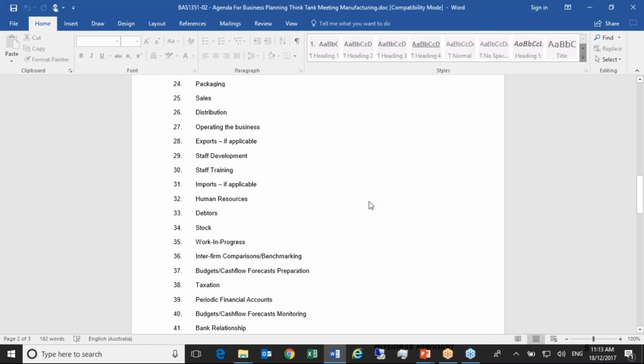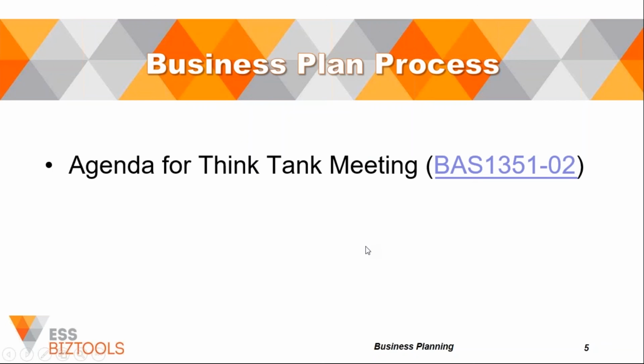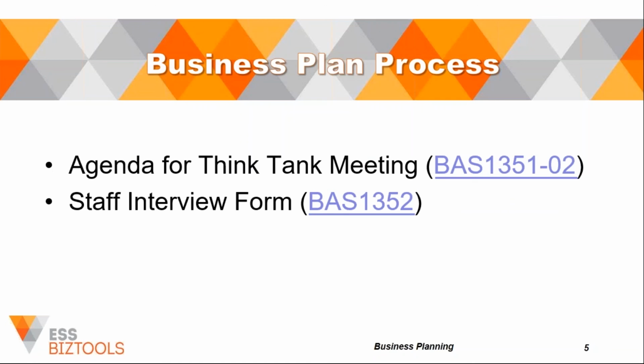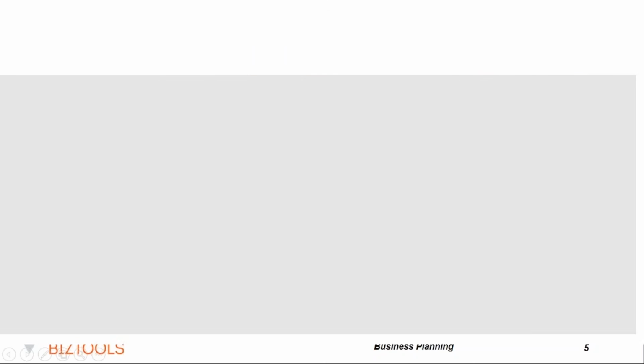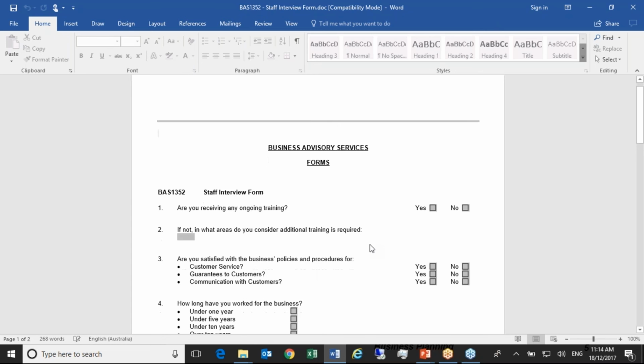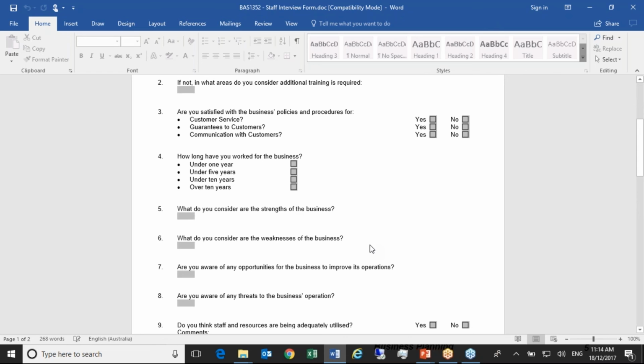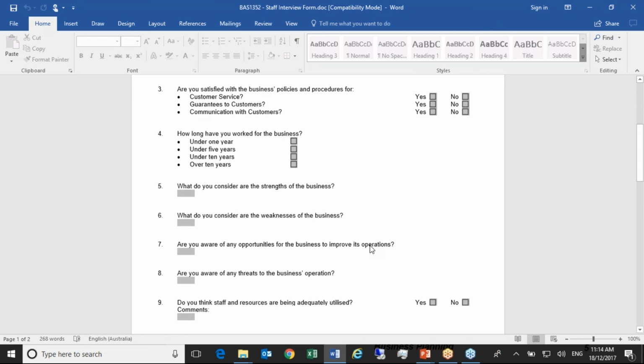So that's a suggested agenda for a think tank meeting. Obviously, if there are particular issues within this business, you would edit that document so that you could cover the particular matters that are to be discussed. In most business planning assignments, our recommendation is that at least some of the staff are interviewed. So we have a suggested staff interview form that you could utilize.